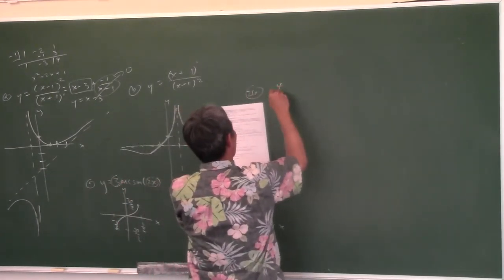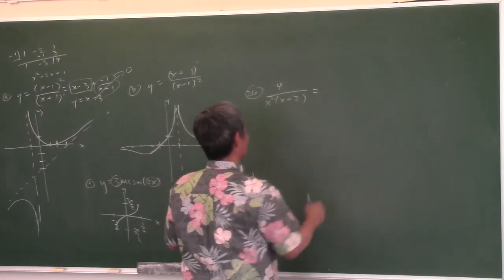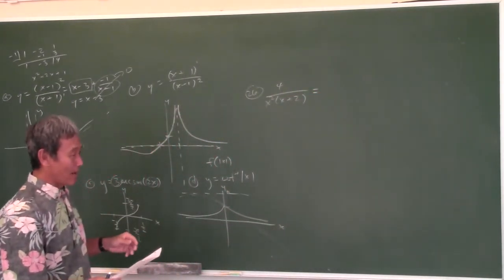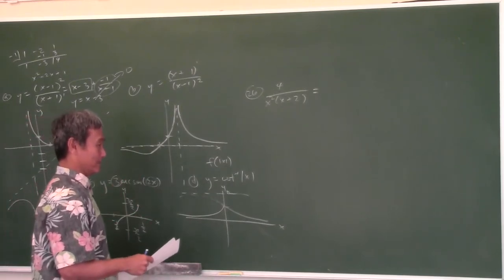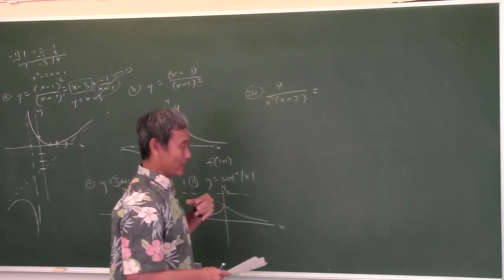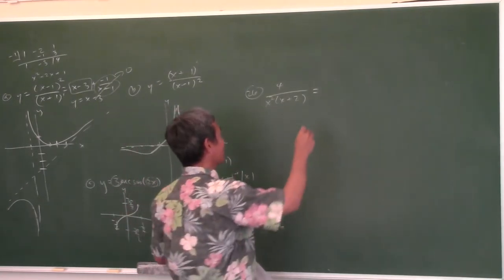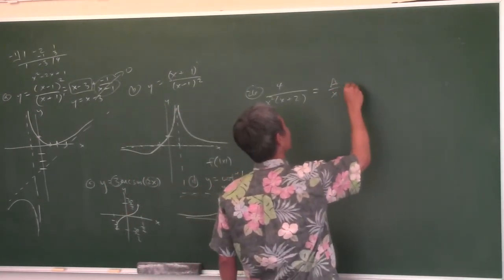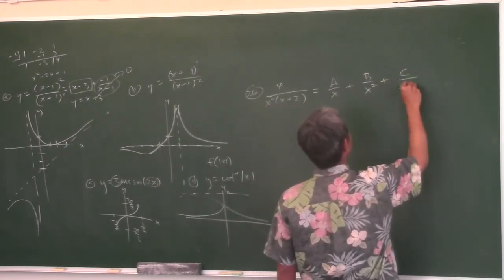26. Decompose into partial fractions. So first step is make sure that this is a proper fraction. If it's not, then you have to divide. But it is. So now you have to think, what fractions do I have to add together so that this will be the least common denominator? Something over x plus something over x squared plus something over x plus 2.